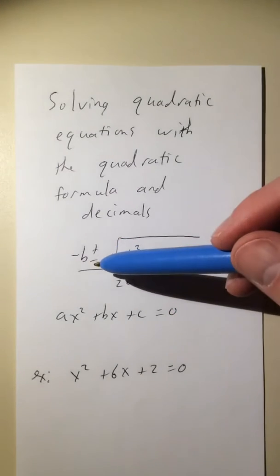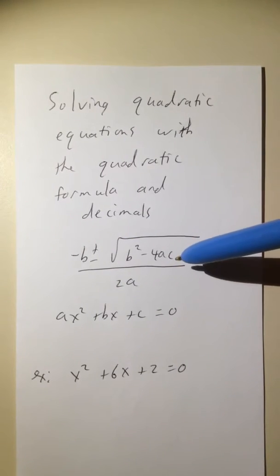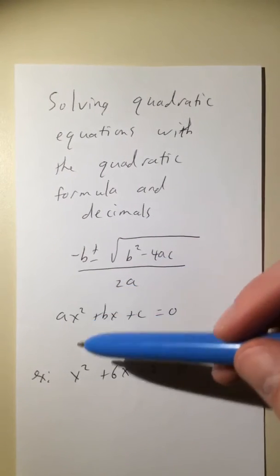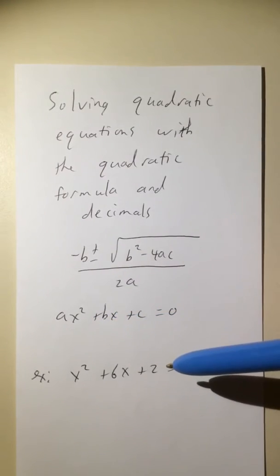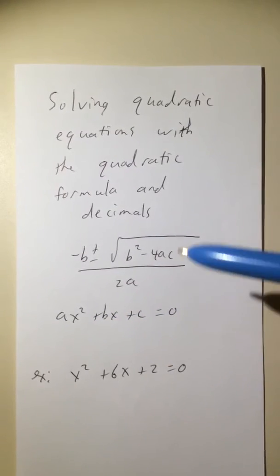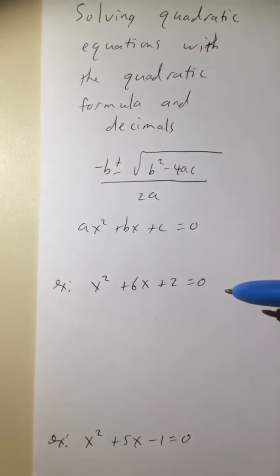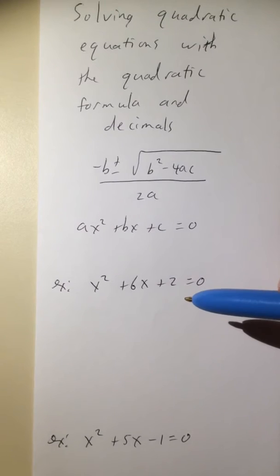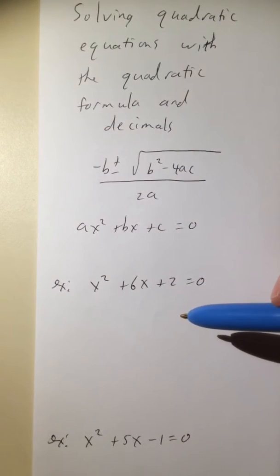So here's the formula we remember: negative b plus or minus the square root of b squared minus 4ac, over 2a. And remember that a is the number in front of x squared, b is the number in front of x, and c is the number all by itself. And always we set things equal to 0. We're not really going to do anything different. We're going to do everything the exact same way as earlier, just at the end, instead of a nice whole number, we're going to end up with some decimals.